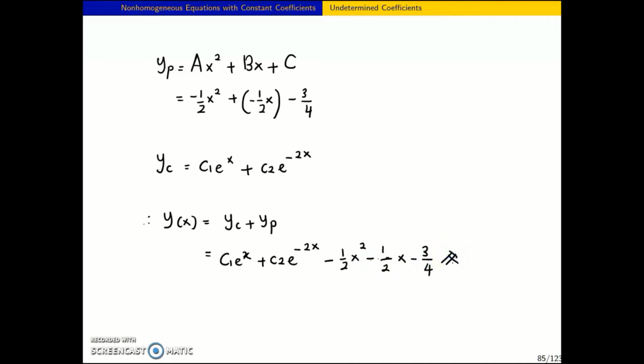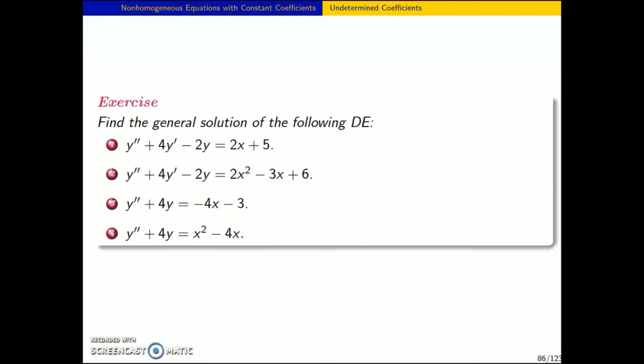This is the general solution for a homogeneous equation with constant coefficients. Okay, so I hope it's clear. Now I want you to try this exercise. This is your homework. Remember, every time there's a homework, you need to work it out and submit your solution at My Guru.